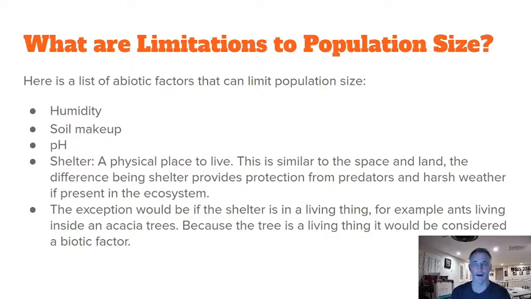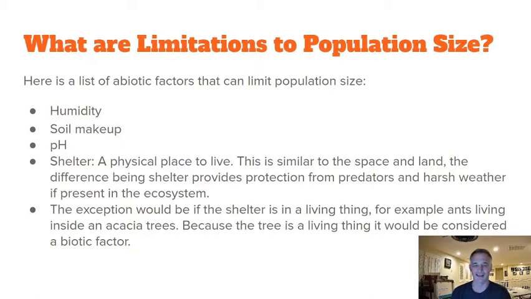So how many rocks are available? If you have an insect that likes to live underneath rocks or in protected spaces, how many rocks are available for them to have this shelter to protect them from either harsh weather or predators or whatever. So it's not necessarily just space. It could be actual shelters from different organisms.